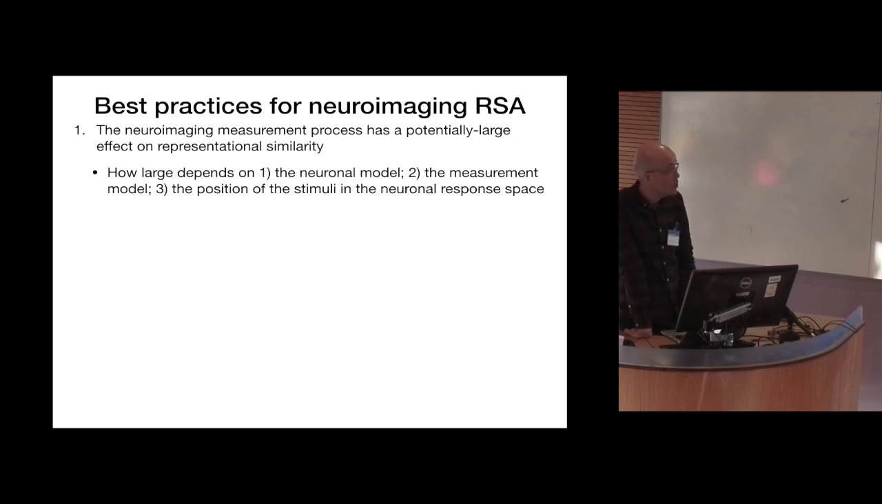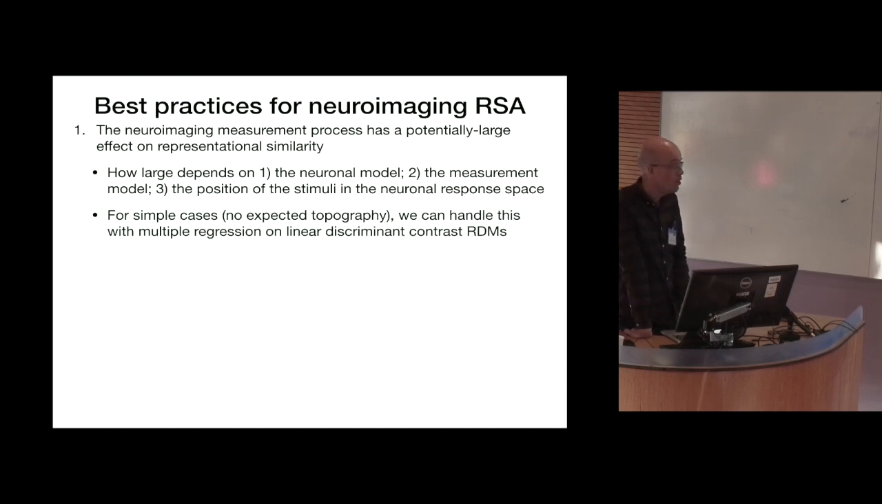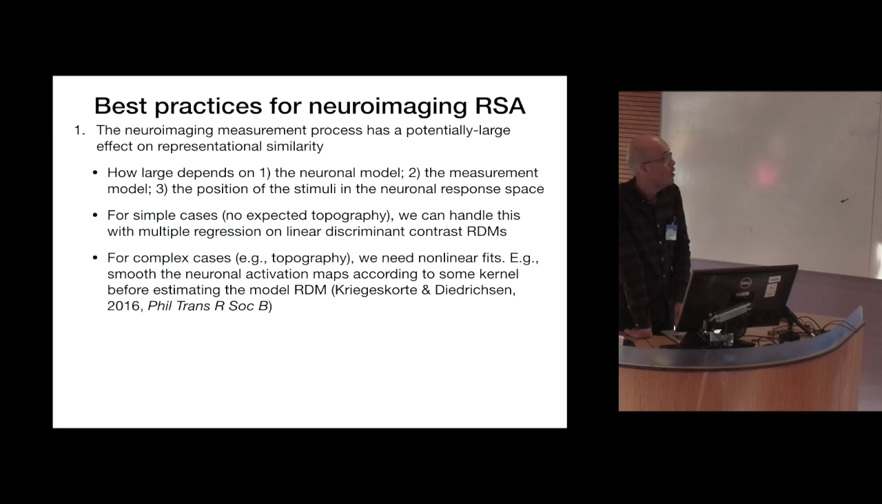It depends on what sort of measurement you have, if you have a topography of the response or if it's just random mixing. And it depends on where your stimuli are positioned in that neural response space. So in our case, we may have been especially sensitive to this. If you don't have a topography, if you're happy to assume that you don't have a topography, then you can just do this multiple regression trick that I just talked about. If you do have a topography, for instance in retinotopic cortex, you might need to do something more sophisticated.